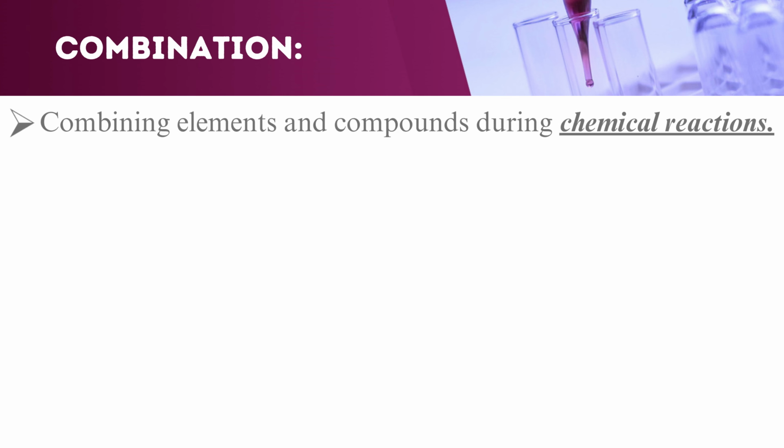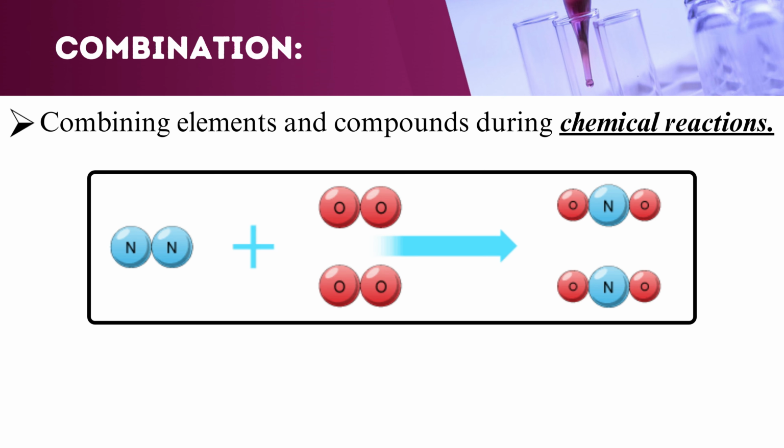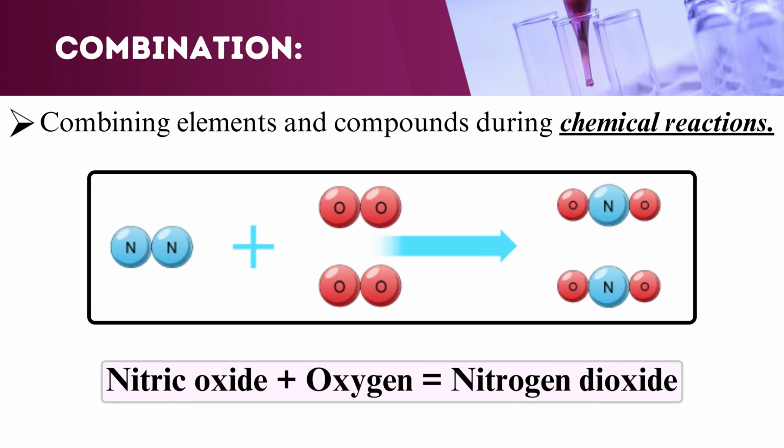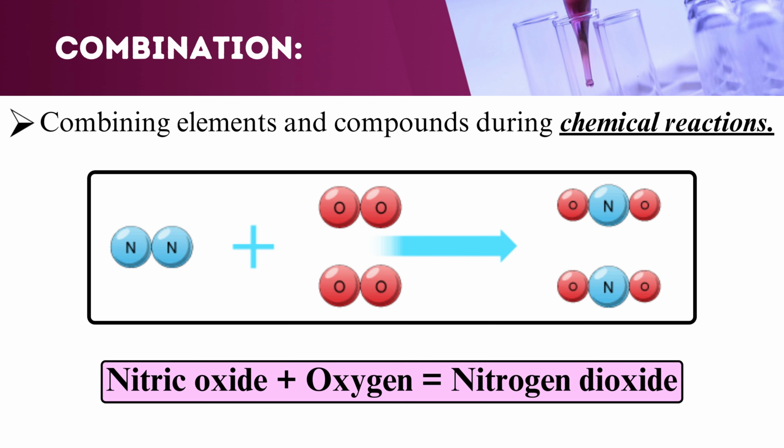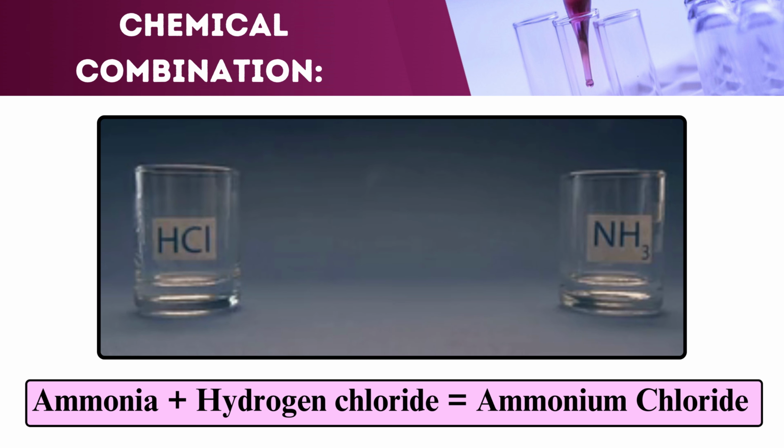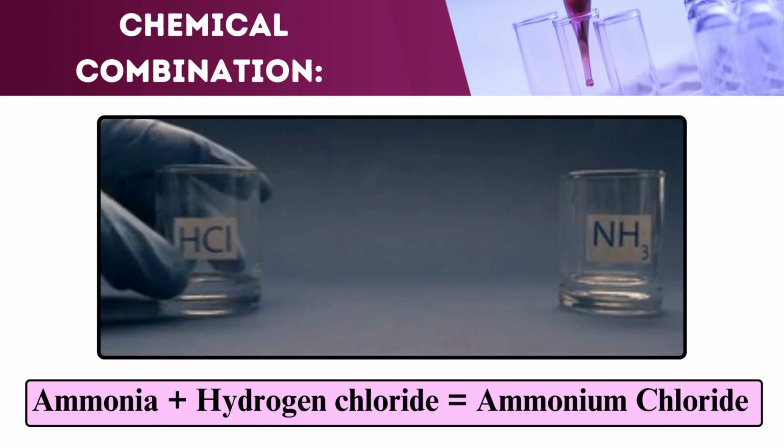Combining elements and compounds during a chemical reaction. Nitrogen reacts with oxygen to form nitrogen dioxide. Here you can see nitric oxide plus oxygen forms nitrogen dioxide. Ammonia plus hydrogen chloride goes to make ammonium chloride.